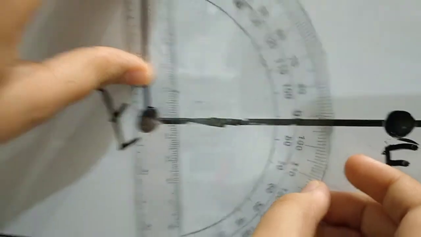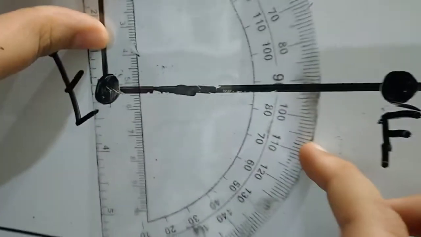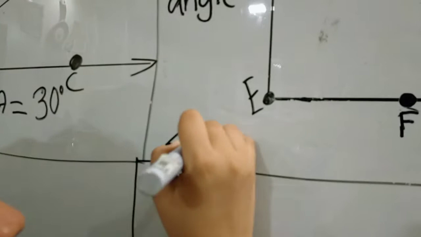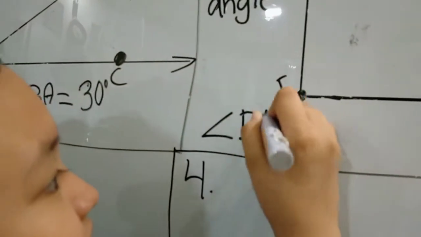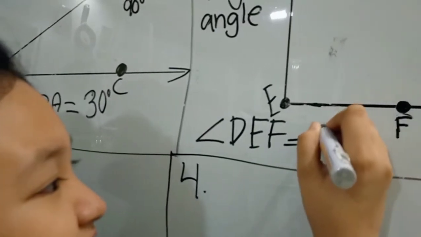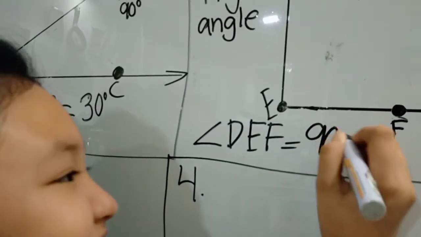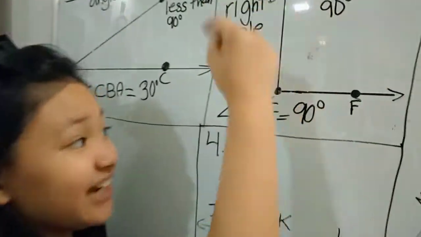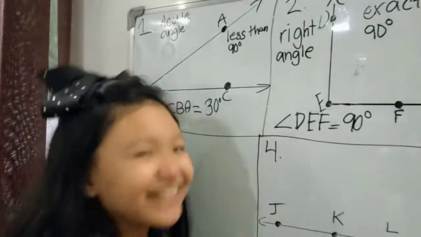It is! The symbol, we write it as angle DEF is equal to 90 degrees. Angle DEF is equal to 90 degrees.